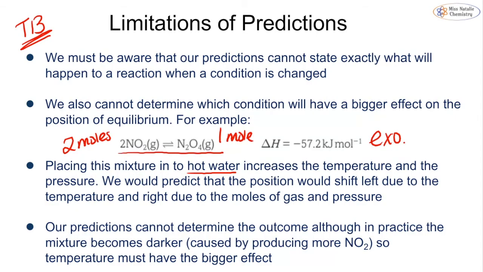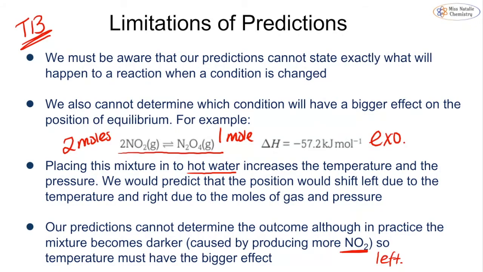What we actually see when we do this in practice is we do see the mixture becoming darker, and what this means is that we're producing more nitrogen dioxide, so it means that our position of equilibrium has shifted to the left, telling us that the temperature has to have the bigger effect. But when we're researching the reaction, we can't possibly know that in our predictions. So what you might find is a company may do this on a very small scale just to see what the predominant factor is going to be, and then they would scale it up.